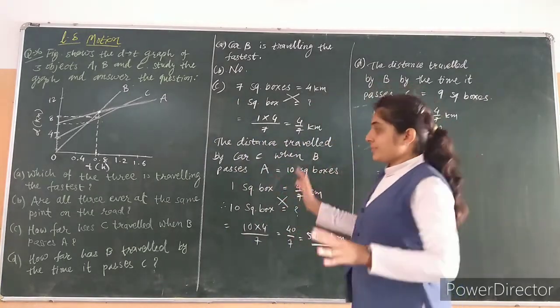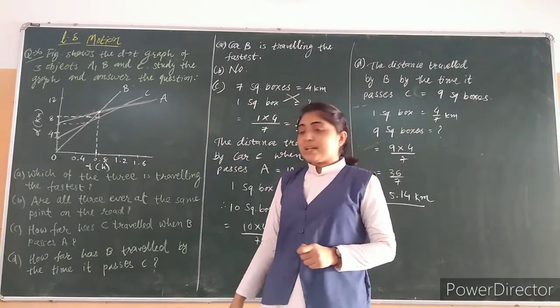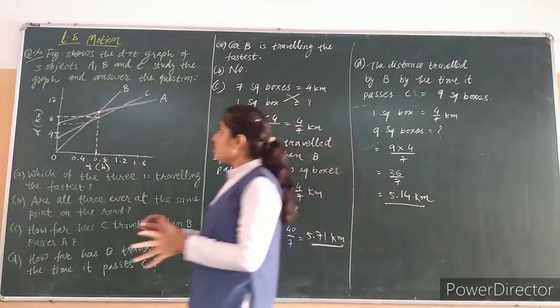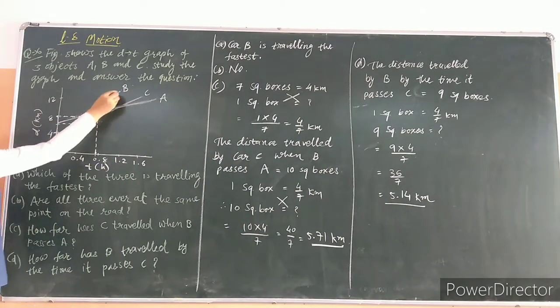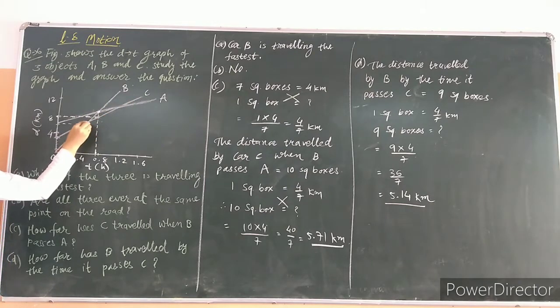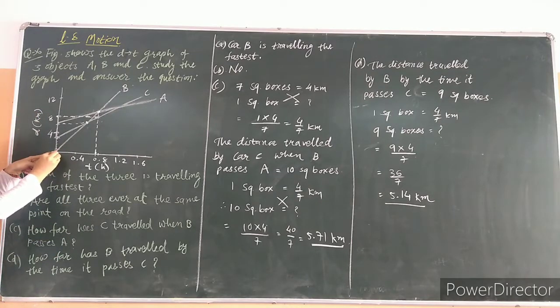Okay, got it? Next: how far has B traveled by the time it passes C? At which time does B pass C? Here. The B and C graphs meet here. So how much distance has B traveled? B starts from 0, so count from here. From here to where it meets C, how much distance has it traveled?